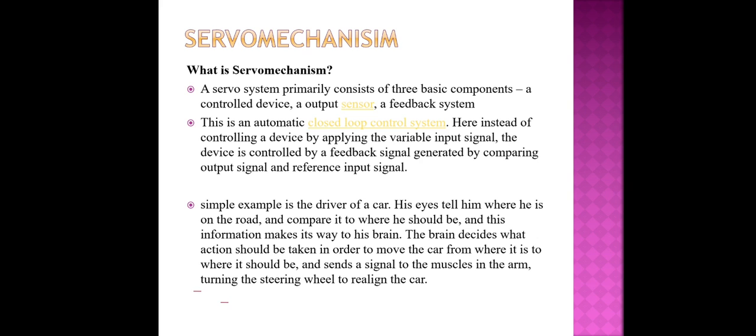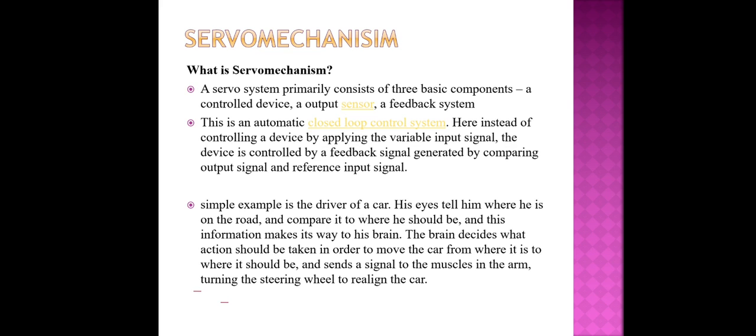A servo system primarily consists of three basic components. The first is a control device, an output sensor and a feedback system. These three components comprise a servo system. This is an automatic closed loop control system.